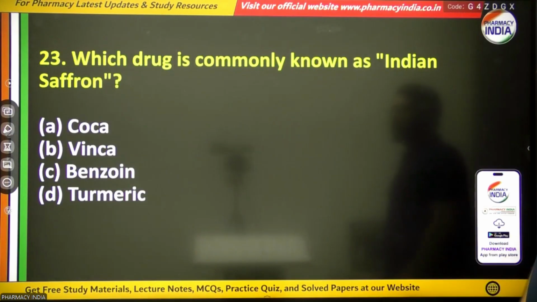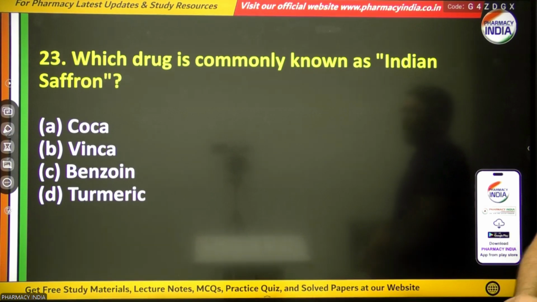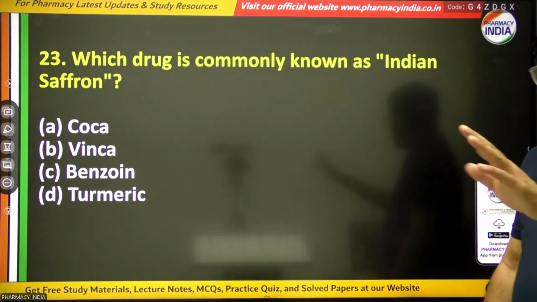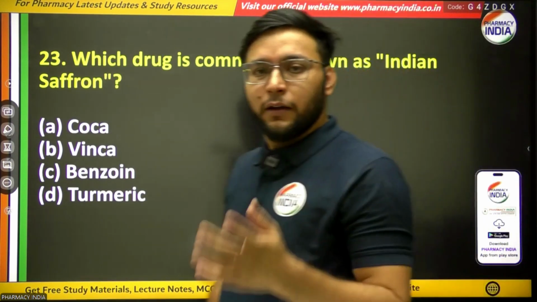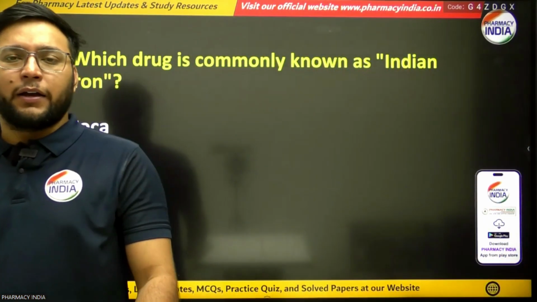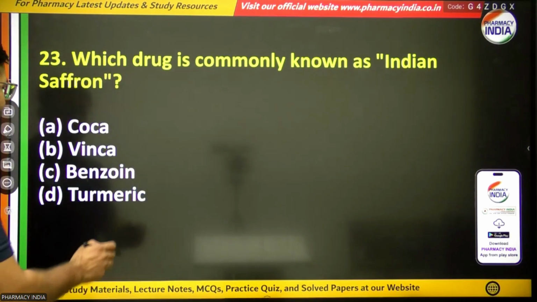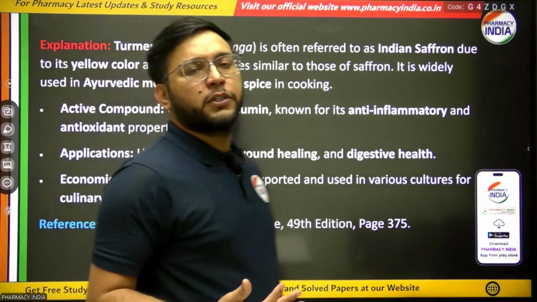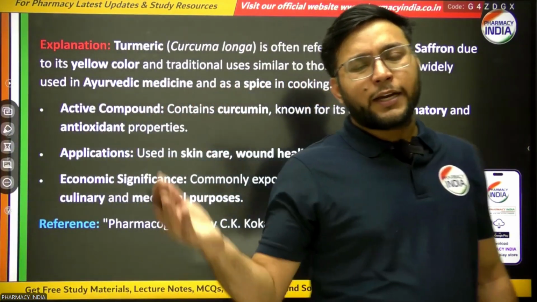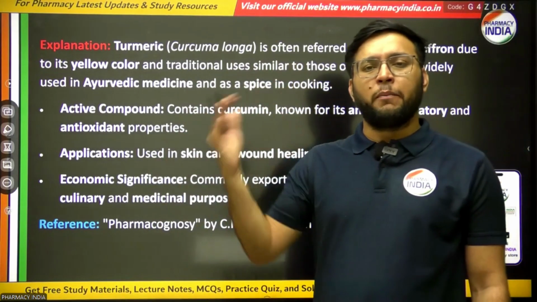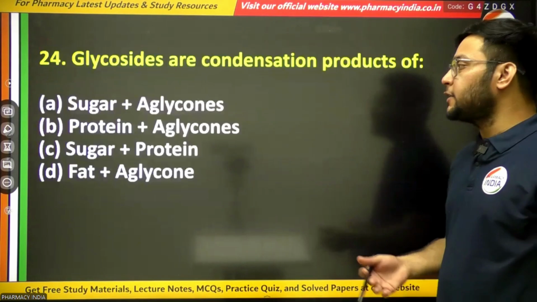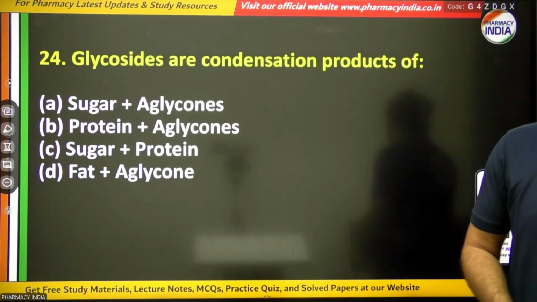Now the next question: which drug is commonly known as Indian saffron? As I discussed earlier, the correct answer is turmeric. Turmeric is called Indian saffron because of its vast variety of uses. It is used as an antioxidant, anti-cancer, anti-inflammatory, antibacterial, and also in spices.